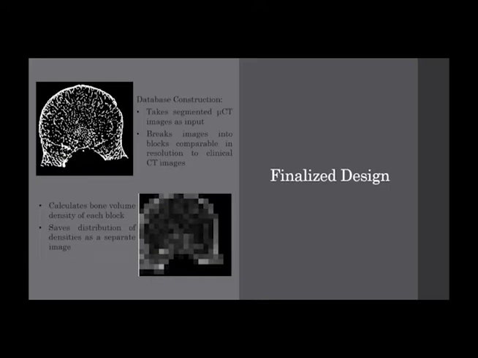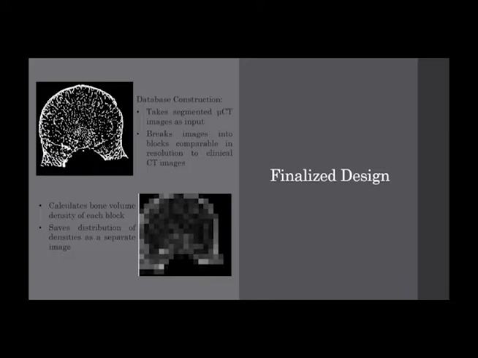The way this works is it takes the input image, one image at a time, then breaks it into blocks of pixels comparable in resolution to clinical CT images. Then each of those blocks is averaged to calculate the bone volume density, where the white dense features of the bone have a value of 1, and the black, less dense soft tissues and such have a value of 0. So this returns some decimal number between 0 and 1, which is then saved.